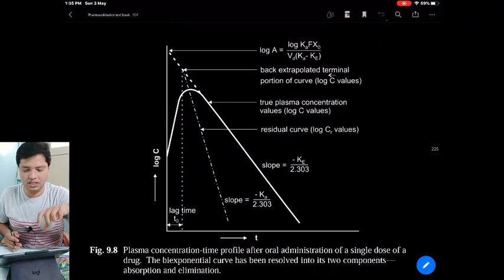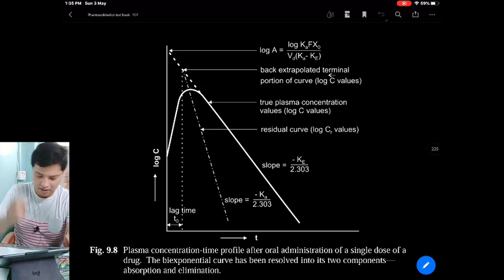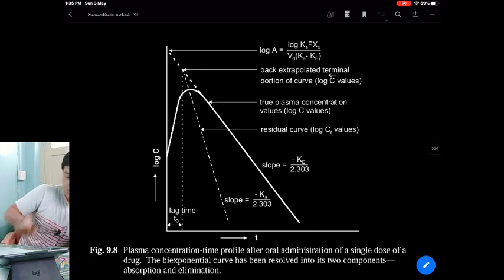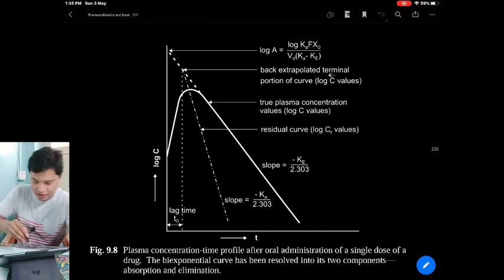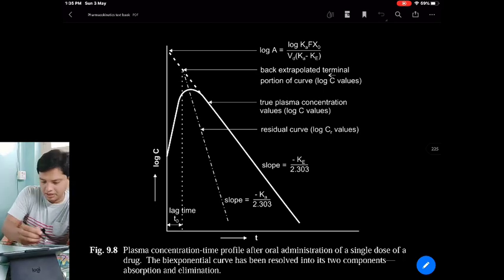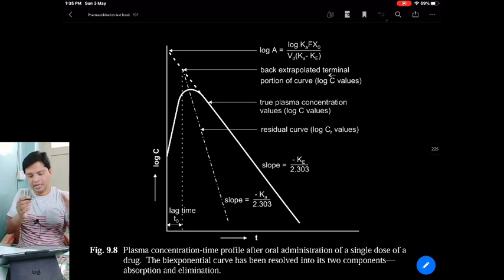My graph is not so good. Just see here, this is how this graph looks like. Whatever the Ka is there, that is your residual curve. Okay, whatever the elimination curve is there, we extrapolated that elimination curve. Wherever these two, the residual curve and the extrapolated elimination curve, meet, from that point if you draw a line, you will get the lag time.